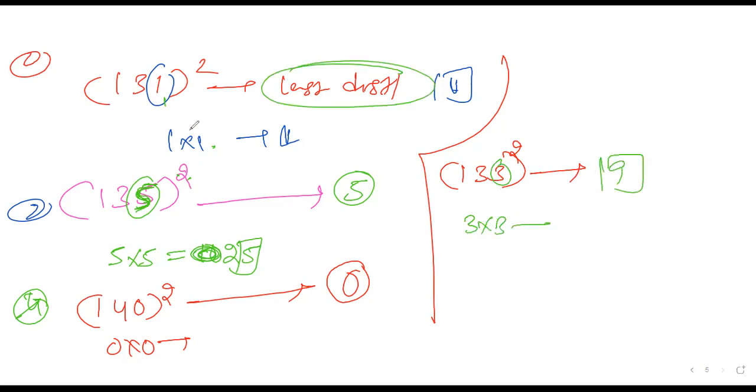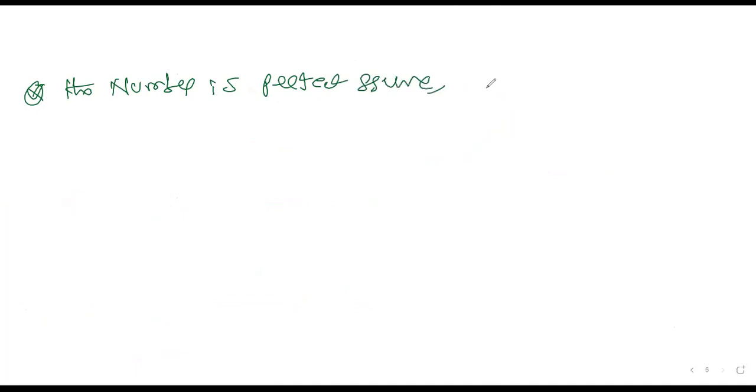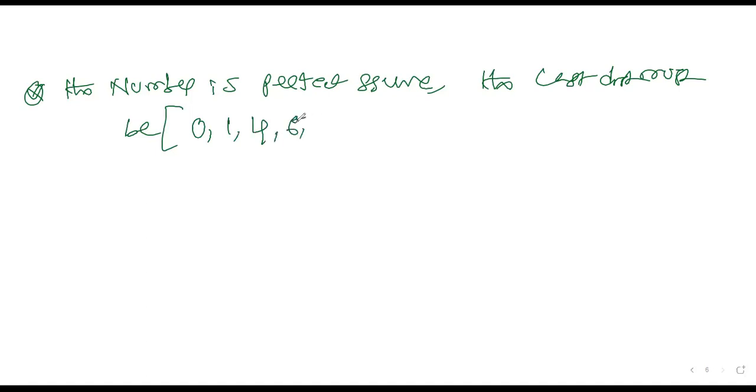The concept is that without doing the entire calculation, this process is enough. Clear? So still, we learn only two concepts. First, if the number is a perfect square, the last digit must be one of these: 0, 1, 4, 5, 6, 9.